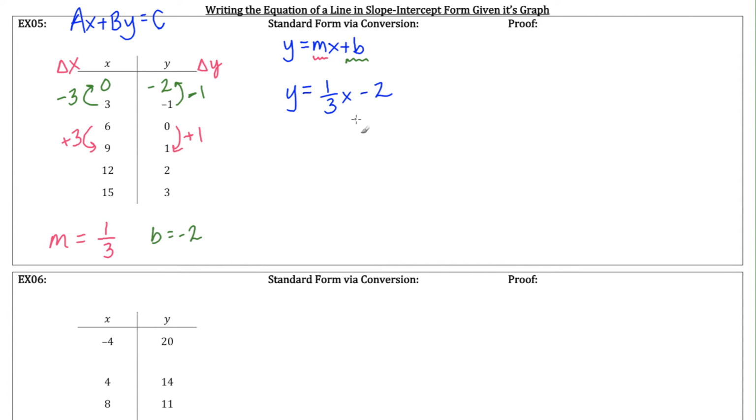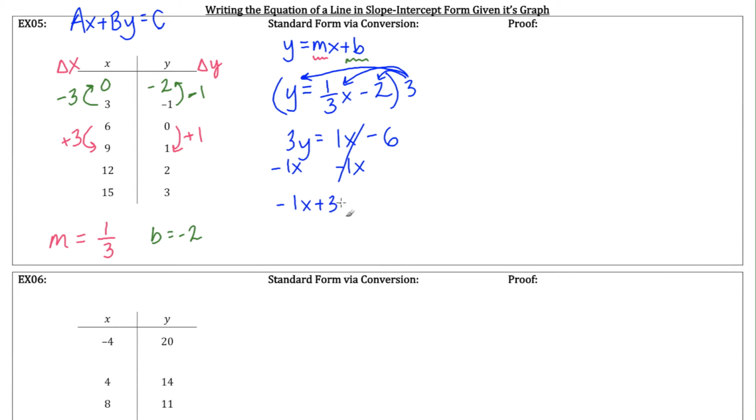All right, so let's go ahead and convert this slope-intercept into ax plus by equals c. So times 3. So 3 times y is 3y. A positive times a positive is a positive. 3 times 1 is 3 divided by 3 is 1 x. A positive times a negative is a negative. 3 times 2 is 6. All right, let's get these x's over here. So we get negative 1x plus 3y equals negative 6.